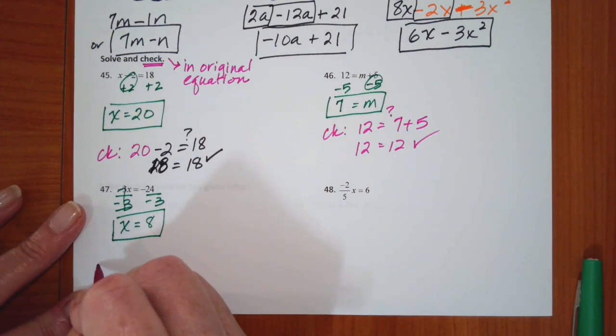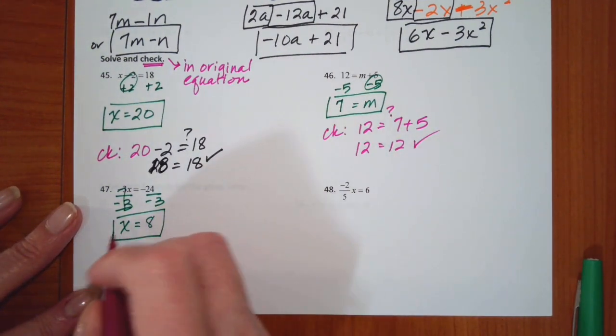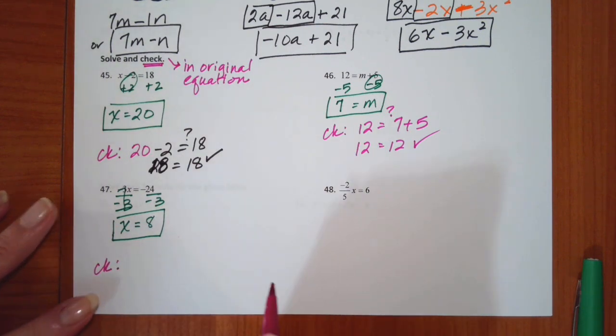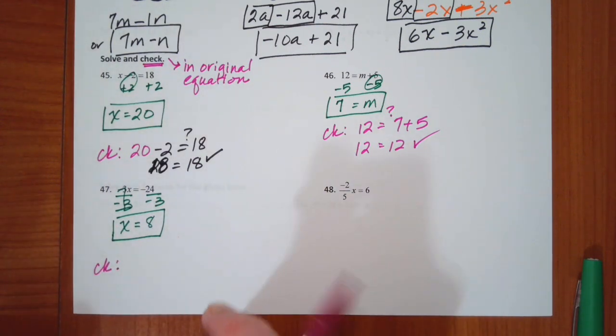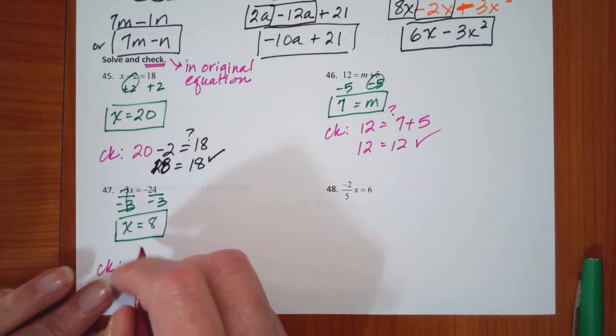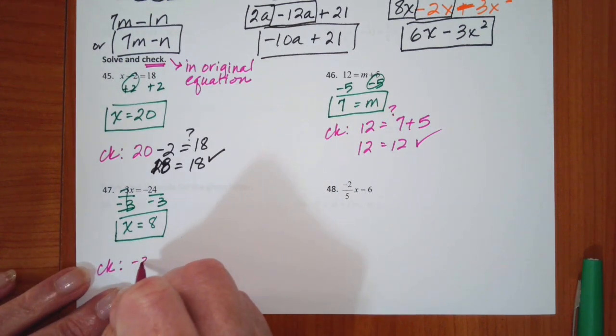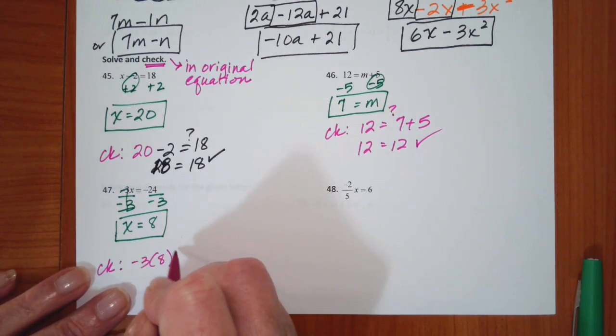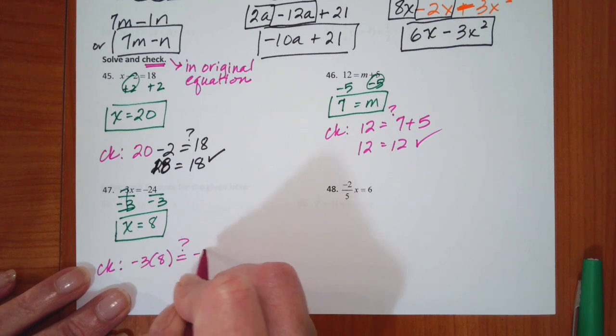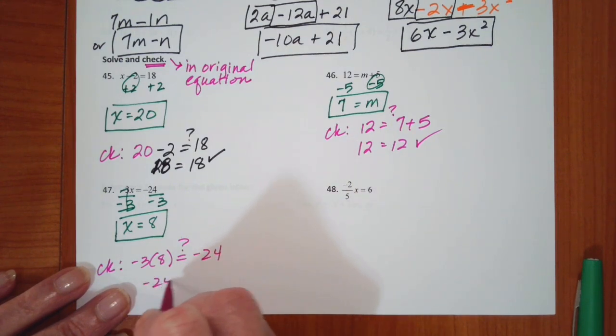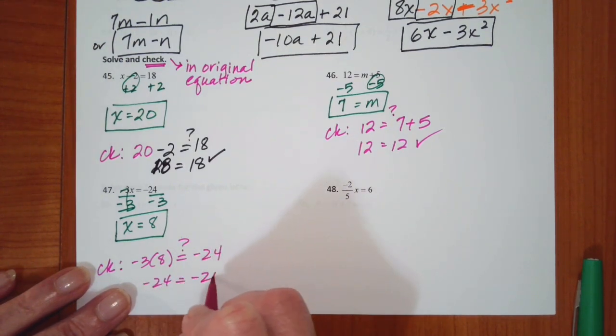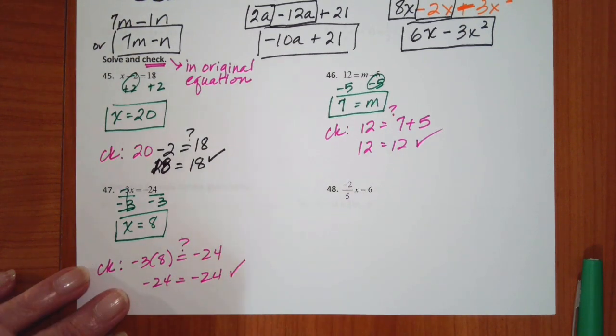My check is very simple. I know on these one steps this seems like a pain, but keep in this habit and it will really help you with a sign error. All right, so I want to know if negative 3 times 8 is equal to negative 24. Negative 24 is equal to negative 24, so it checks.